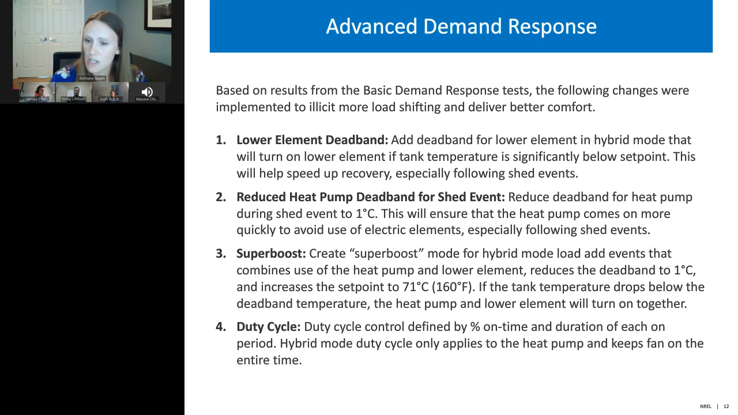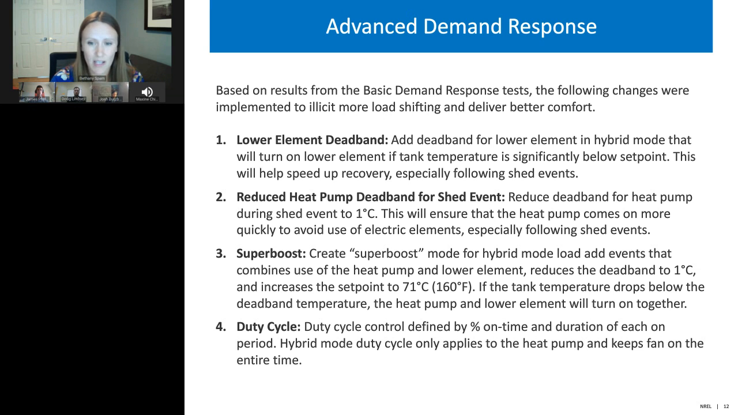So the first case was we created a lower element deadband. This particular water heater, if you exited a shed event and increased the set point temperature, the elements wouldn't necessarily come on. And we felt like we were getting too cold of a tank if the element wasn't coming on in some cases. The second control change was to reduce the heat pump deadband during the shed event.